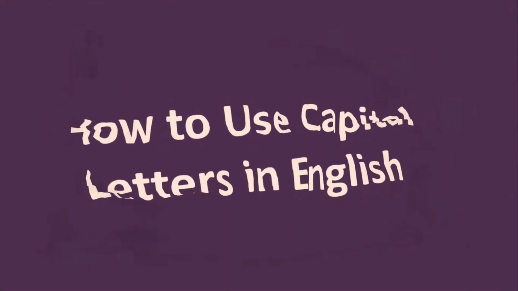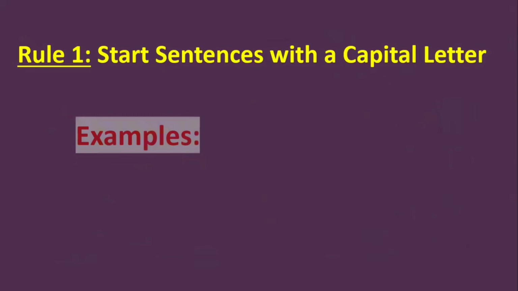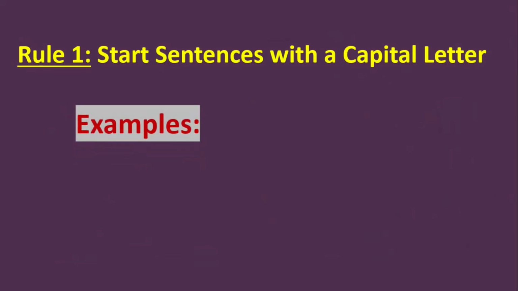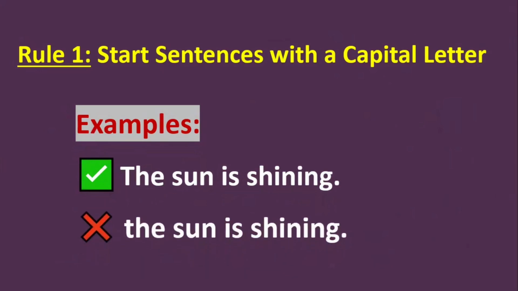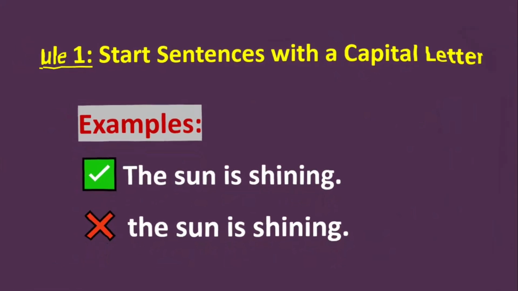Usually, rule number 1 is that we start sentences with a capital letter all the time. For example, I say the sun is shining. Here I can see that the T is capital because this is the first letter of the sentence. So it has to be a capital letter. Whereas this one is wrong because the T is not a capital. Okay, this is a very simple rule.